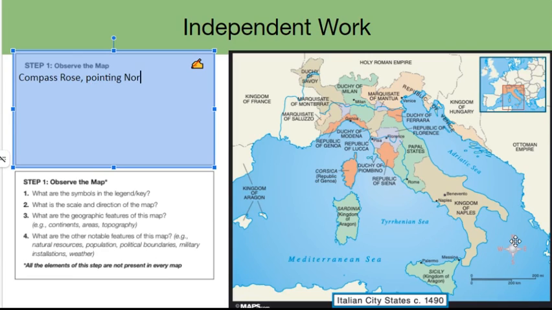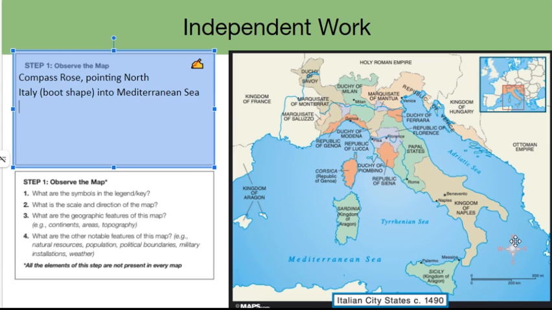Now, what else do I know? What are the geographic features on this map? Do I have continents? Well, maybe in the corner there's Europe. It's cut out of Europe. Areas, well, I see that this is Italy. That's the boot, going into the Mediterranean Sea. And is there topography? Topography is like shapes on a map. I don't see it. Okay, next.